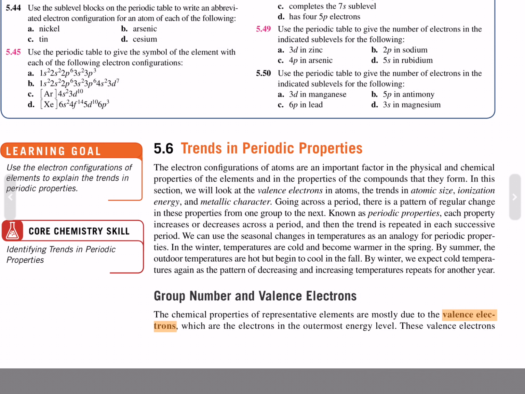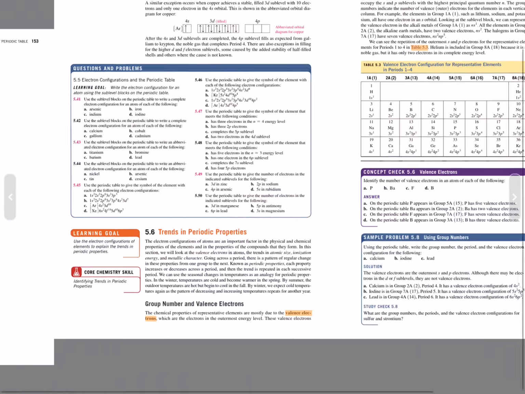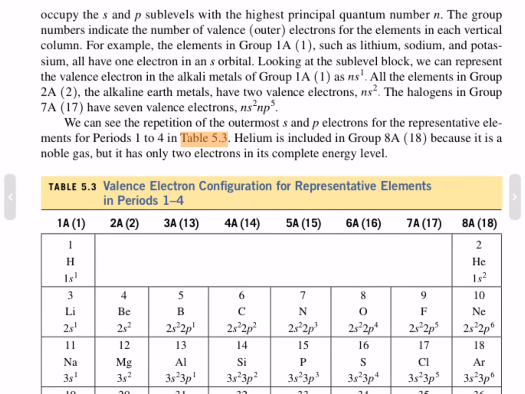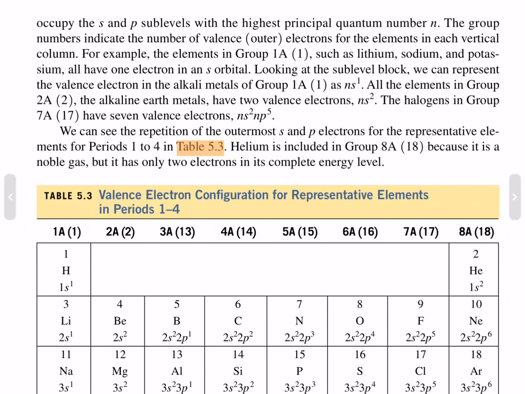Group number and valence electrons. The chemical properties of representative elements are mostly due to valence electrons, which are electrons in the outermost energy level. These valence electrons occupy the s and p sublevels with the highest principal quantum number n. The group number indicates the number of valence electrons for the elements in each vertical column.